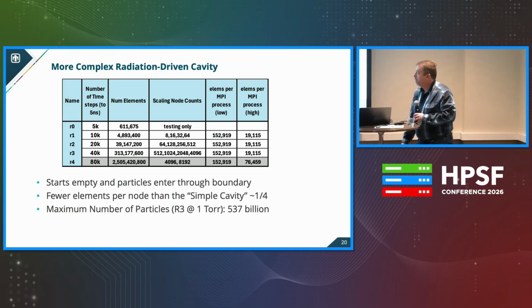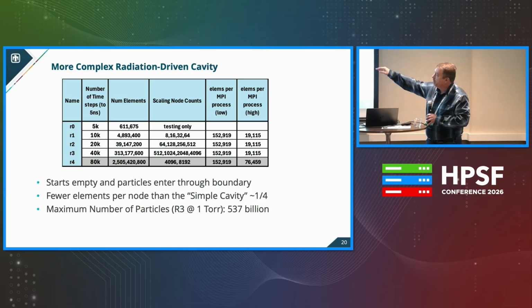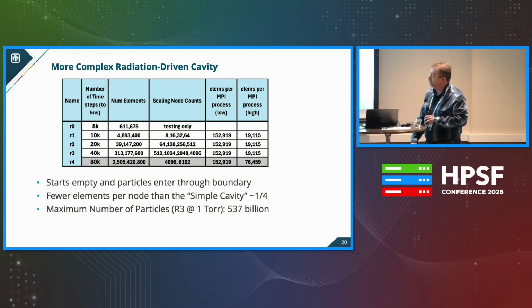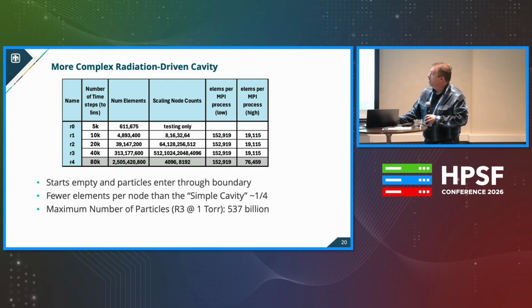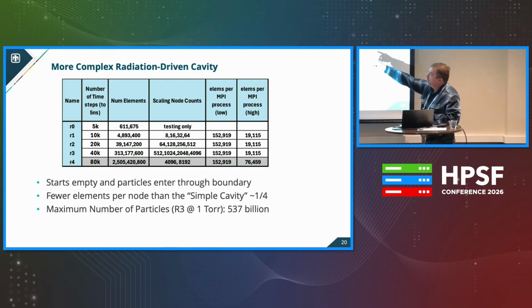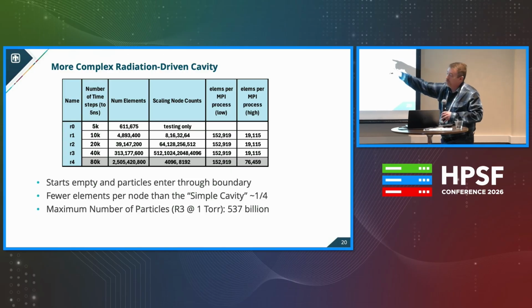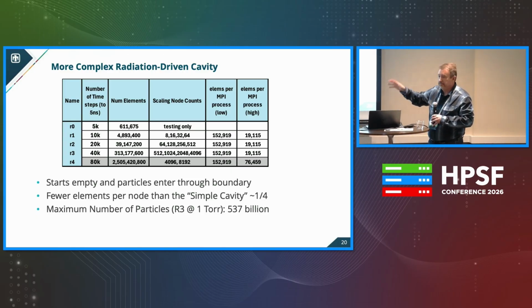But we're going to start here, and this is a little different. It starts empty. There are no particles, and then the particles are going to enter the domain through boundaries. They're going to flood in and then flood out. So this will be a pulse event. This is a lot less work. If you'll notice, it's about 1/4 of the work of our scaling runs.